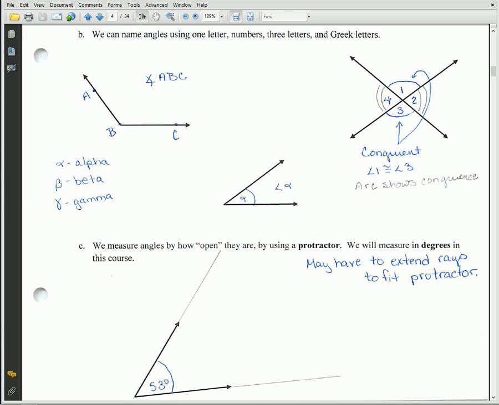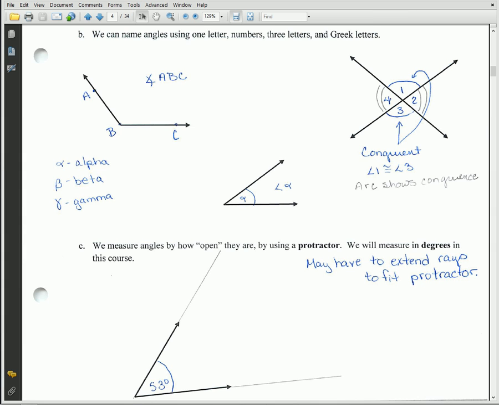I generally like to use numbers, but I do use alpha, beta, gamma. It just depends on what I'm doing. When we talk about rotations in Chapter 9, I tend to use alpha, beta, and gamma to denote the movement of the rotation and the angle measure there. But generally, I try to stick with numbers or A, B, and C.